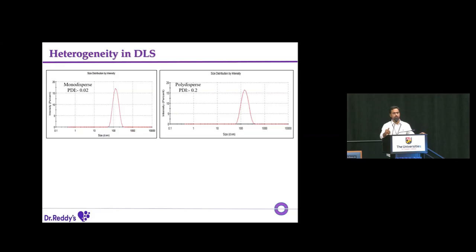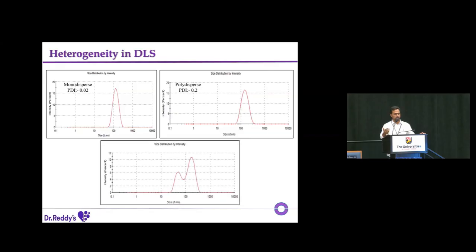But one step ahead, we will have heterogeneity issues, something like this, where your formulation is not monocomponent, but has multiple components. Along with that, you will have a lot of oil globules, micelles, all those things when it comes to the cream formulation especially. So I'm going to talk about this heterogeneity, how it impacts the method development, and what are the key challenges we are facing.